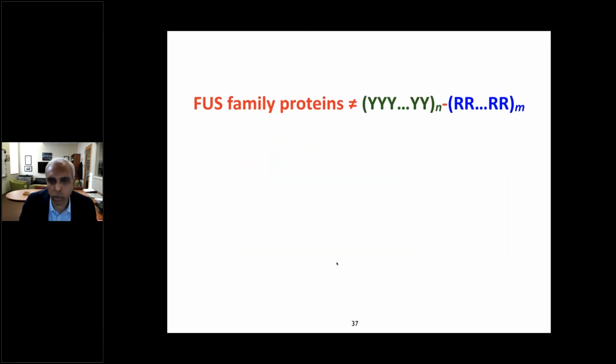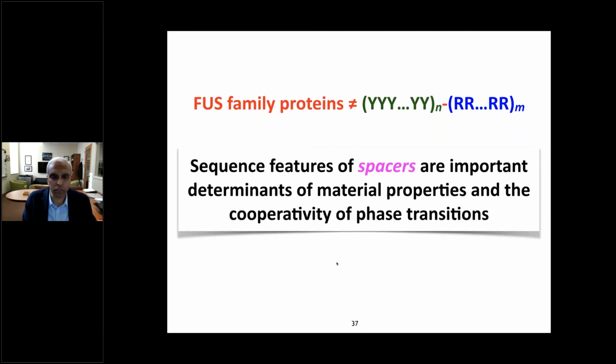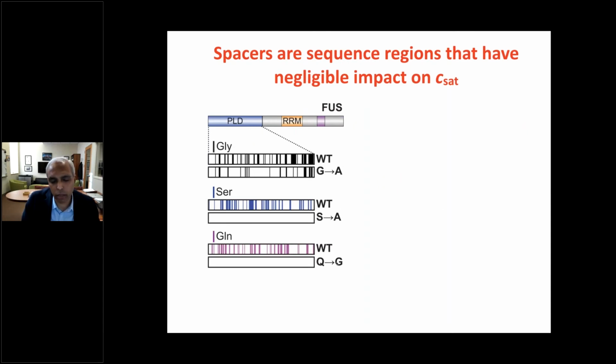But I do want to make sure that I'm not conveying an erroneous message that we should abstract FUS family proteins as diblock polymers of tyrosines and arginines, because in fact, the intervening residues, namely the spacers, are actually important determinants of material properties and the cooperativity of phase transitions. And so if I can remind you, our criterion for adjudicating on spacers would be that they don't have a material impact on saturation concentrations, but they should have a material impact on material properties.